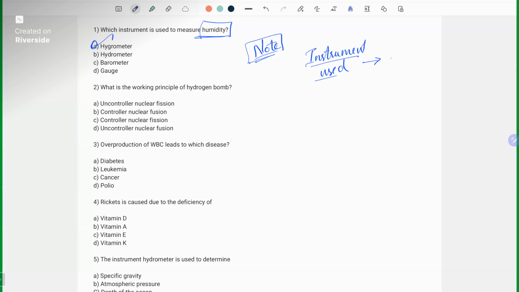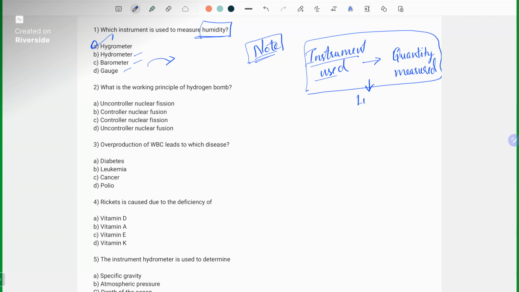Instruments used and the measured quantity measured. This is one repeated trend. And it is very factual. Since it is very factual, we cannot dictate each and every instrument and what it is used to measure. Okay, so please make a list of those things and have it in your notes.